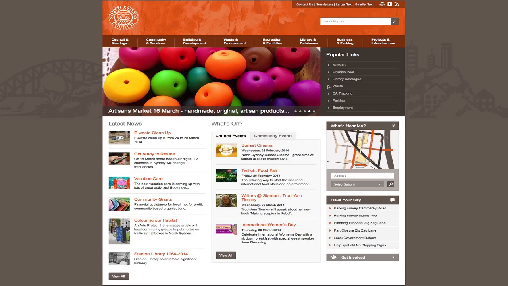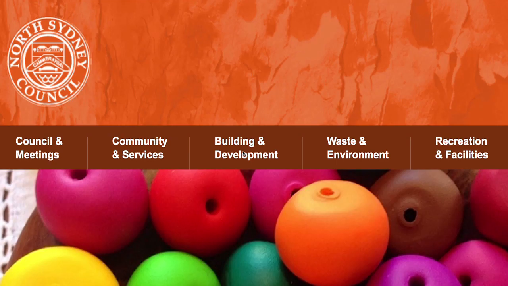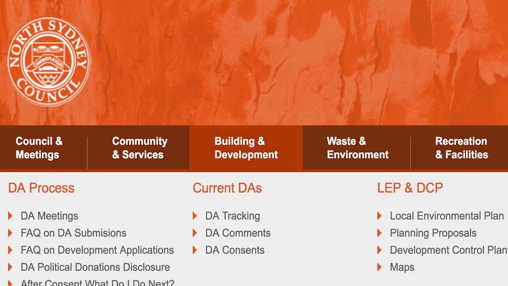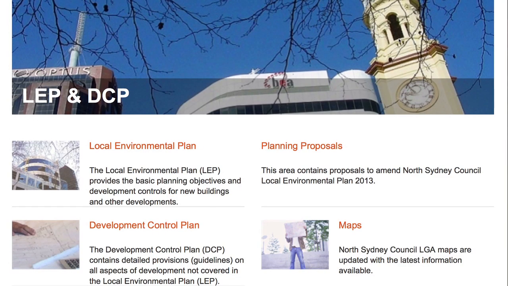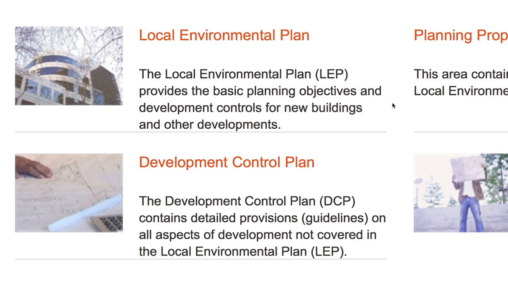We understand the planning process can be confusing, so we've put together this short video to introduce the main planning controls and show you where to find them on our website. If you look at the North Sydney Council homepage, under Building and Development, you'll see a menu of planning related information. Among that information are links to the main planning controls. That is our Local Environmental Plan, or LEP, and our Development Control Plan, or DCP.